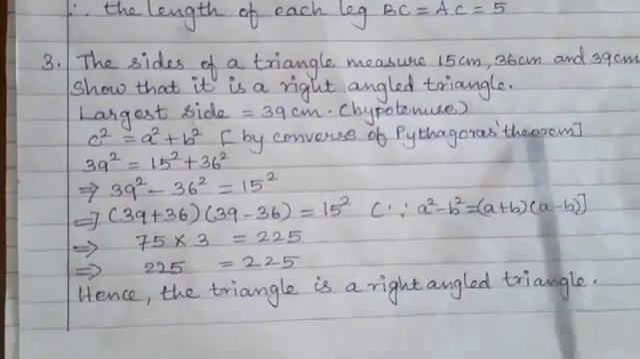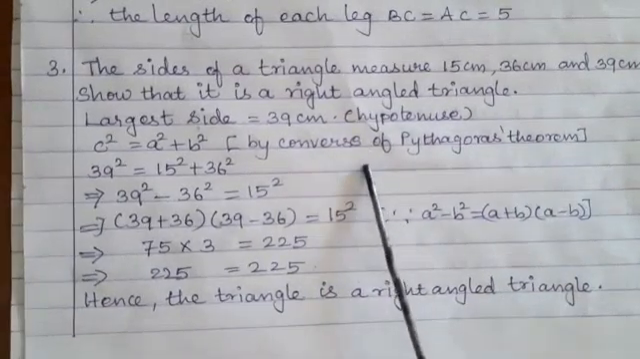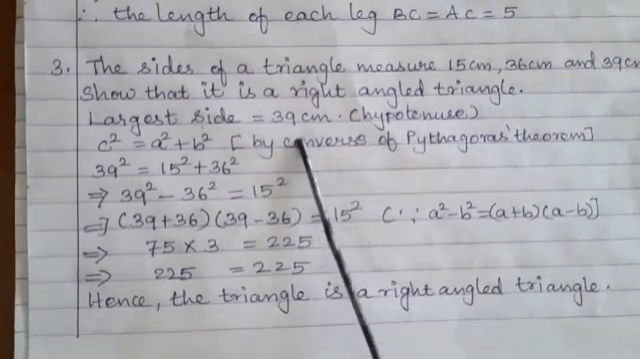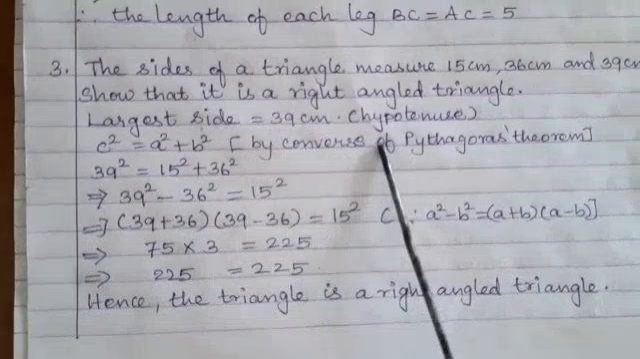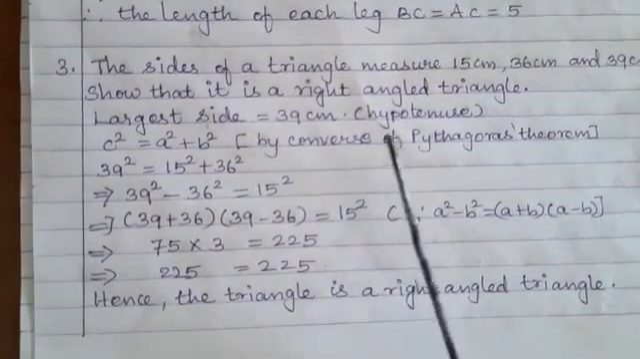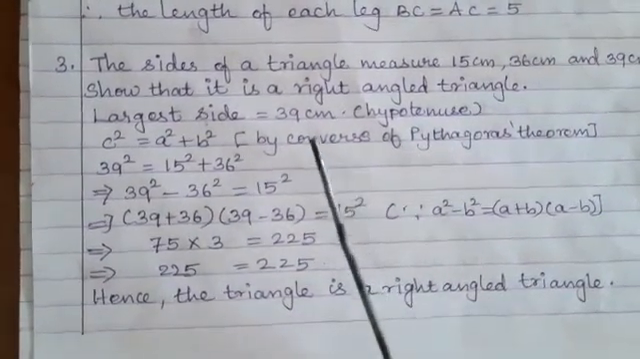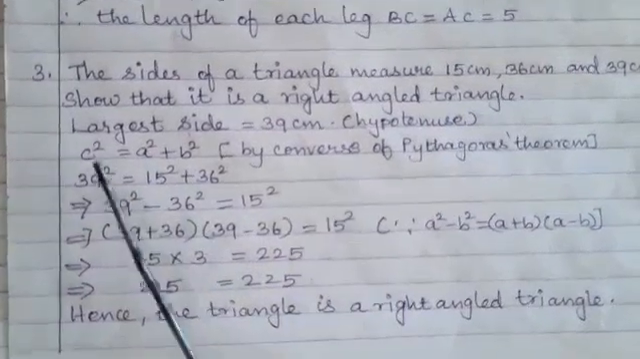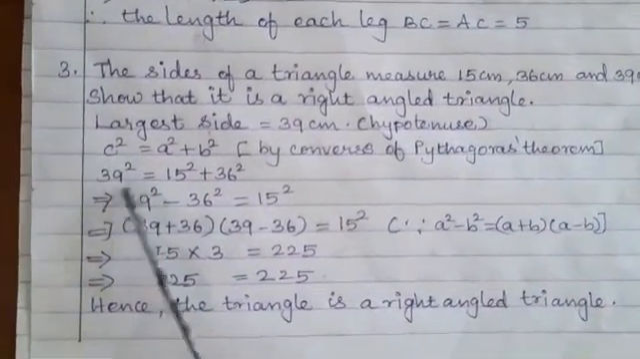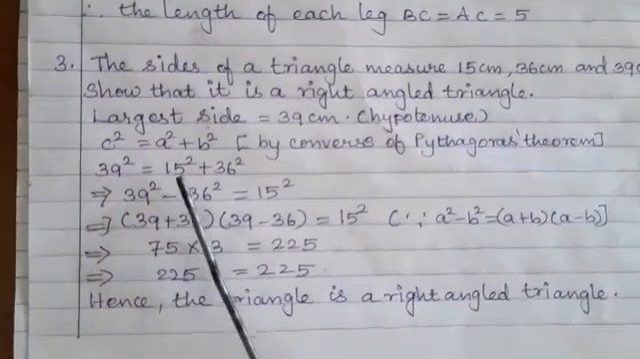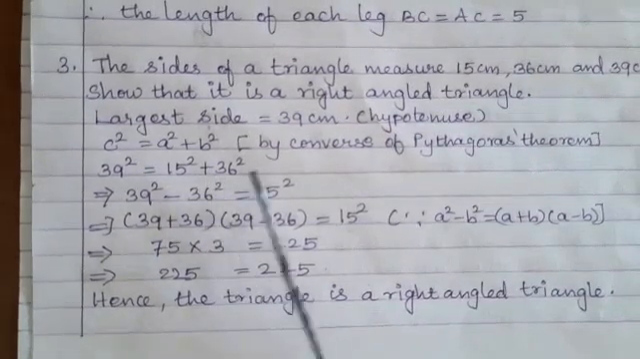What is the converse of Pythagoras theorem? The triangle is given, and you have to prove that the square of one side is equal to the sum of the squares of the other two sides. That is, the triangle is a right angle triangle. So the largest side is c, that is, 39 squared is equal to 15 squared plus 36 squared.